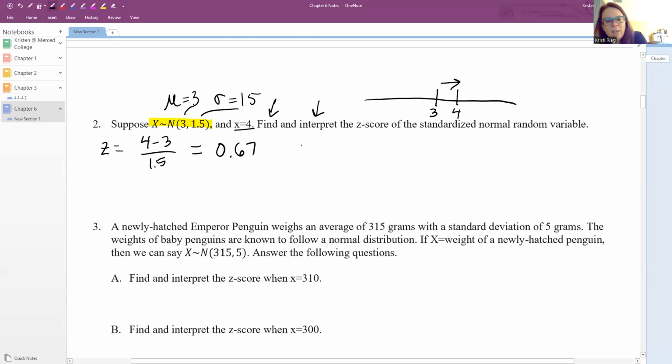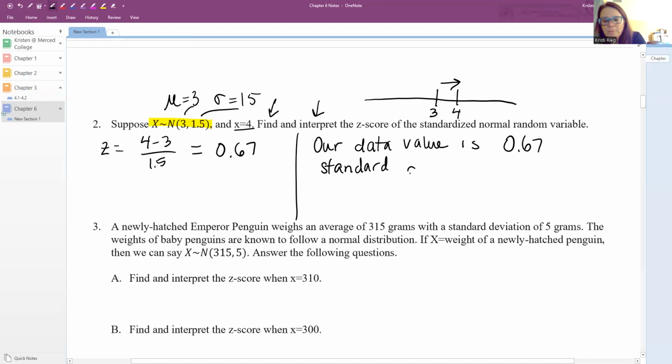So that's how we find it. And then to interpret it, we would say our data point, you could just say x equals 4, our data value, is 0.67 standard deviations above the mean.